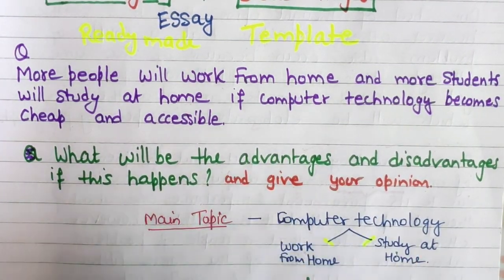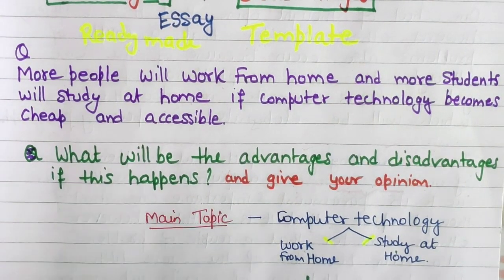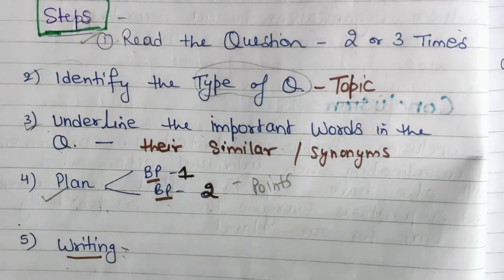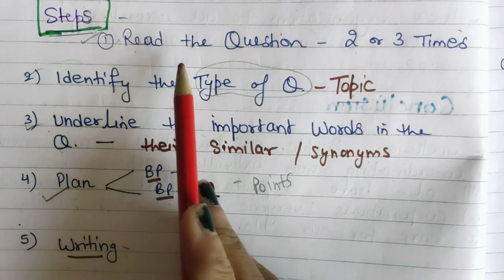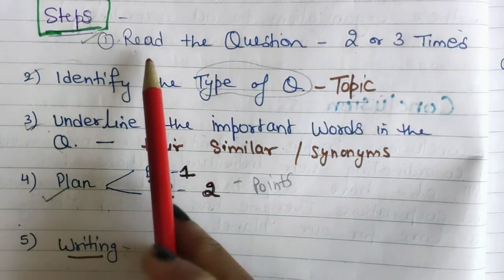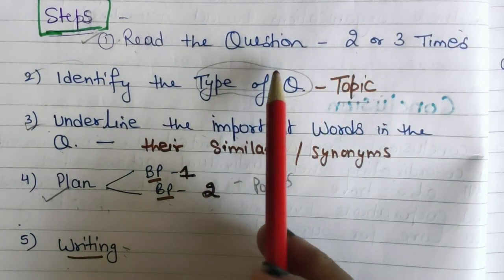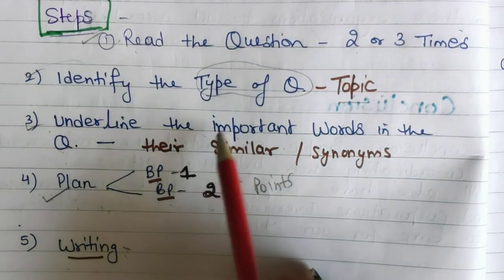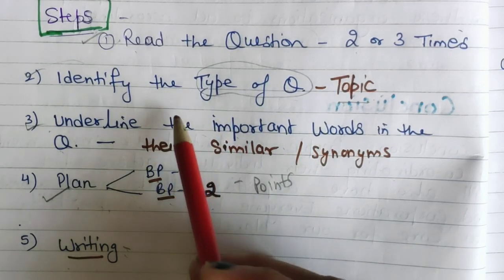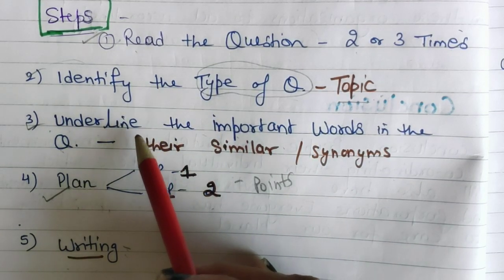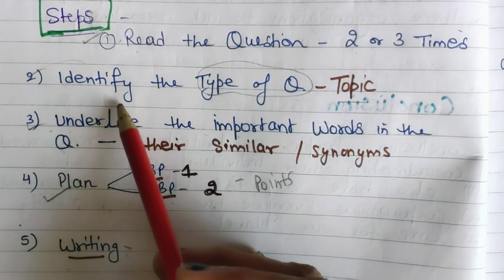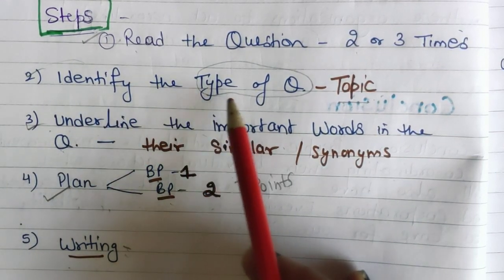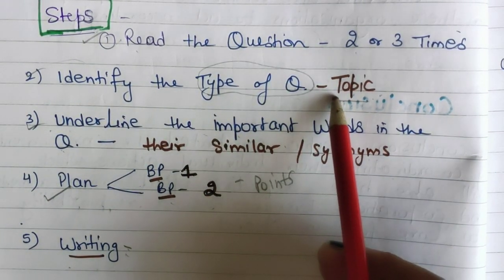Now I will just tell you the revision also, what you can do after getting the question statement. These are the steps you will be doing after getting the question statement. After getting the question, read the question 2 or 3 times. You will be thinking why I am revising these steps, because I know you are just listening to me, but when you read it here, it will fit in your mind. Second, identify the type of question and topic. That we have done.